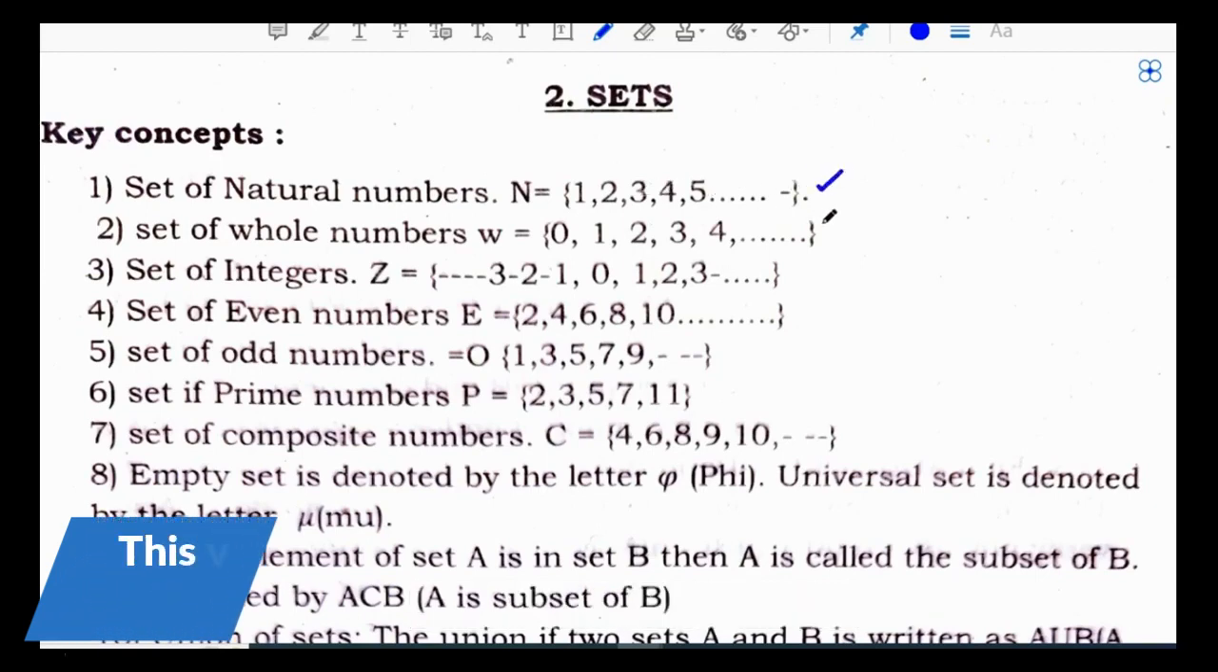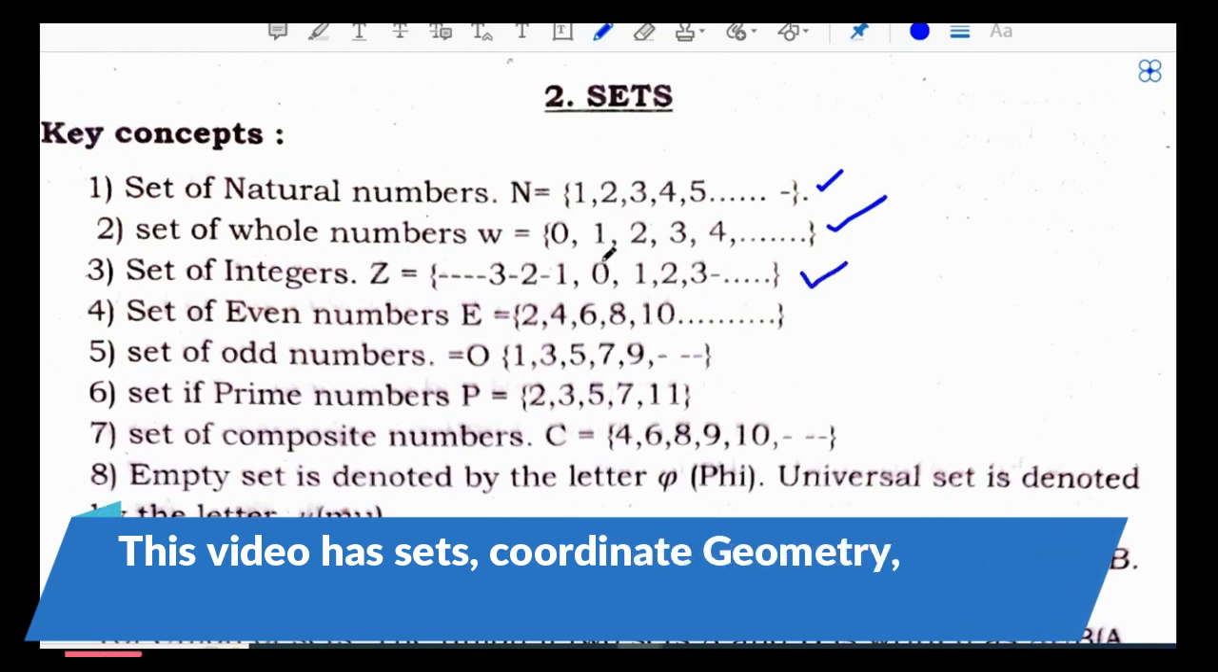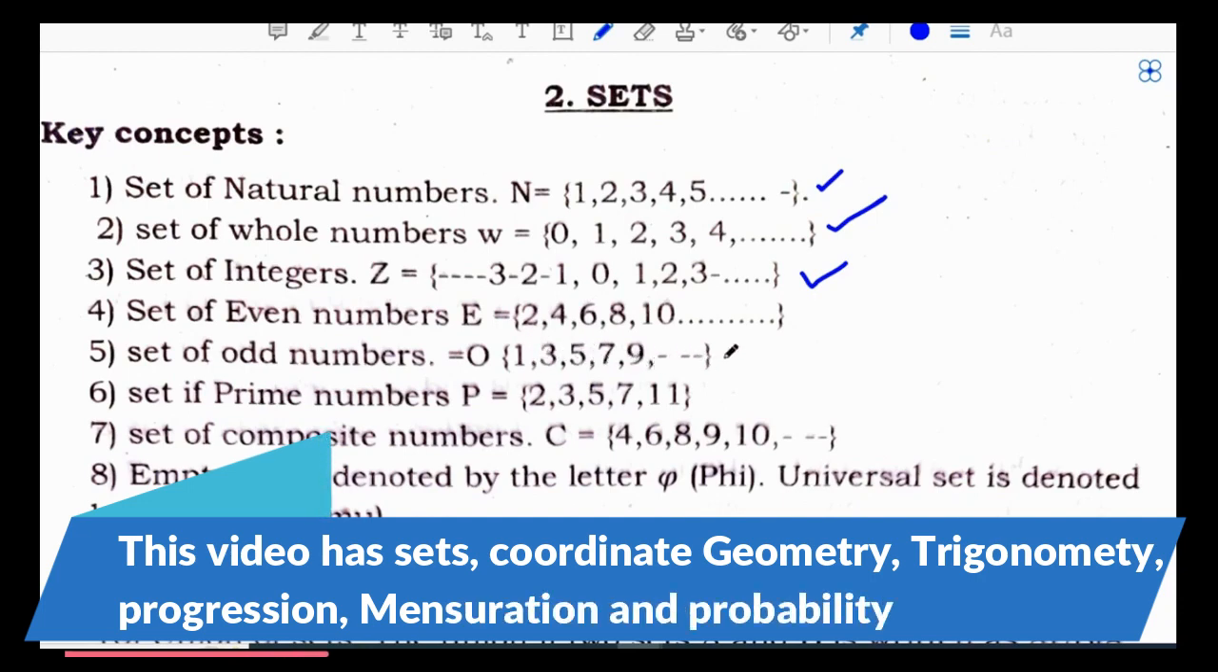Natural numbers are 1, 2, 3, 4, 5. Whole numbers are 0, 1, 2, 3, 4. Negative numbers, positive numbers, including 0 are called integers. Even numbers: 2, 4, 6, 8, and so on. Odd numbers: 1, 3, 5, 7, 9, and so on. Prime numbers are 2, 3, 5, 7, 11, 13, 17, 19, 23, 29, 31, and so on.